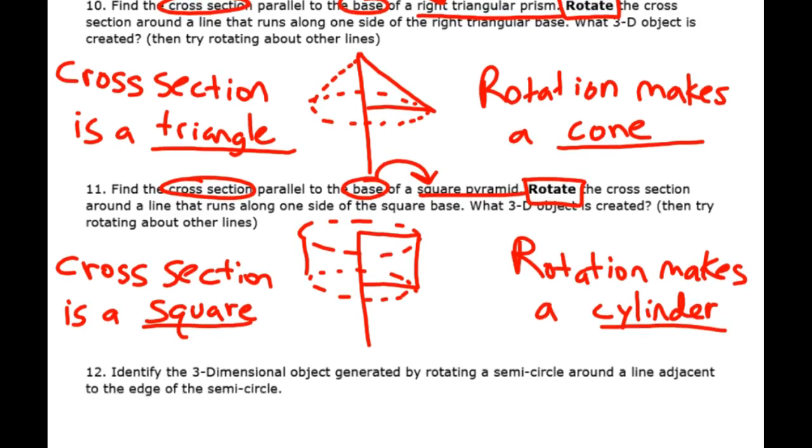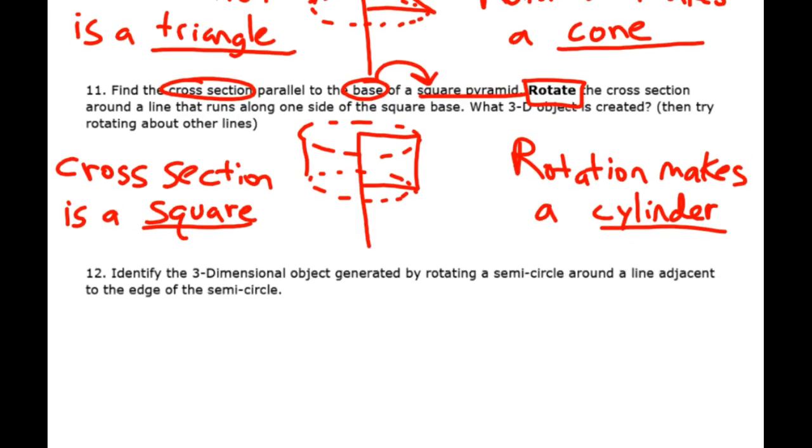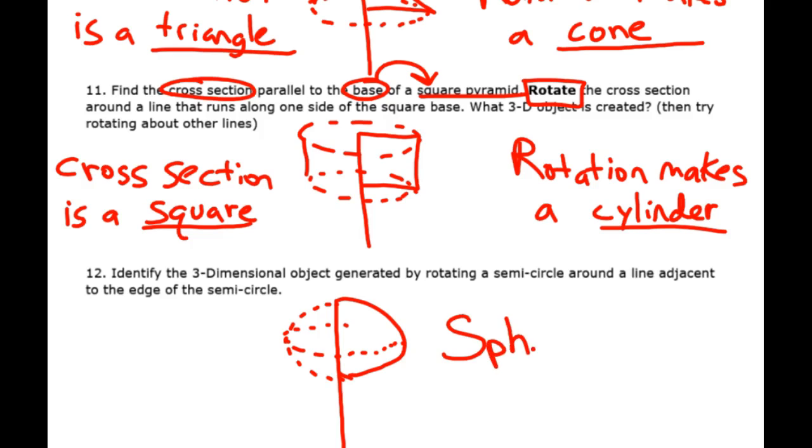And last but not least, identify the 3D object generated by rotating a semicircle. What's a semicircle? Okay, so let's say I got half a circle. I put it on an axis. That's not perfect, but whatever. I start rotating it. What would I get? Sphere, yeah? So the rotation is a sphere.